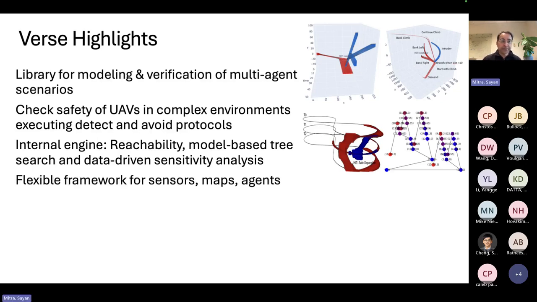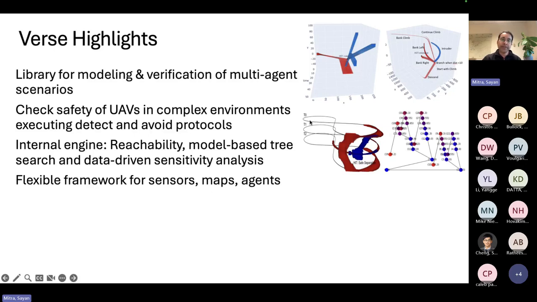So it's a very flexible framework. It's Python-based. It's fairly easy to get it up and running. There's not a whole lot of dependencies. And we will not be able to discuss all the possible things that you can do with Verse. For example, you can have different kinds of agents, both aerial vehicles, ground vehicles, or even static agents. You can work with different kinds of maps.